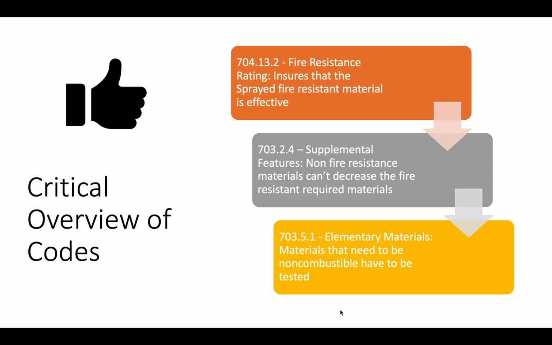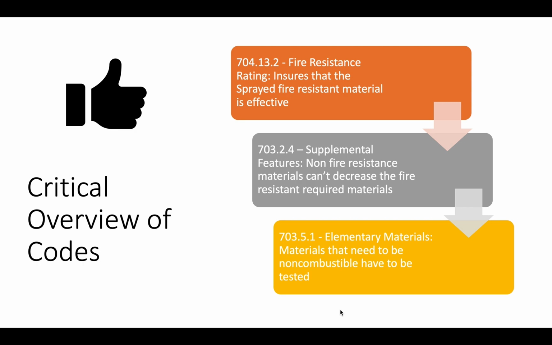Critical overview of codes. All of these codes are pretty important to fire resistance ratings and construction. Code 704.13.2 makes sure that the sprayed fire-resistant material is applied correctly and stays effective at resisting fire on substrates. Code 703.2.4 makes sure that the materials that aren't required in fire resistance don't decrease the effectiveness of the materials that are required.